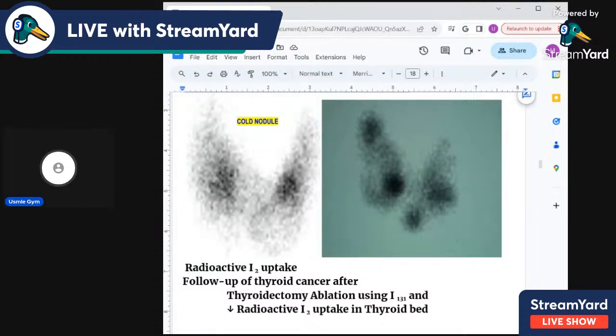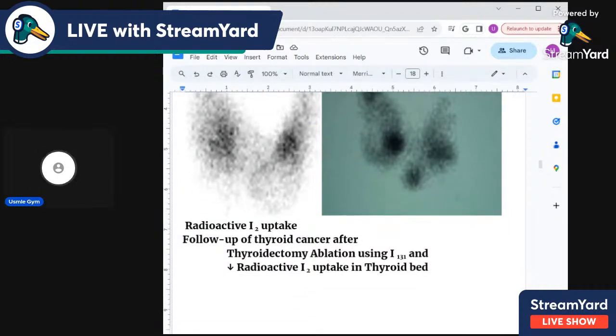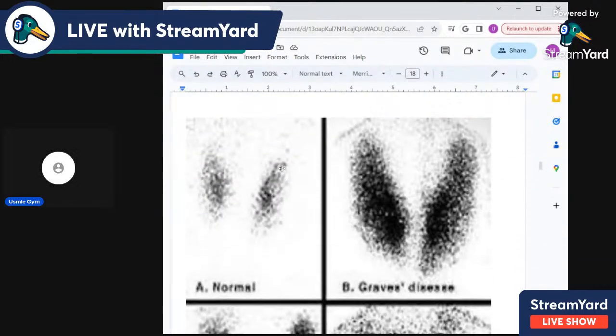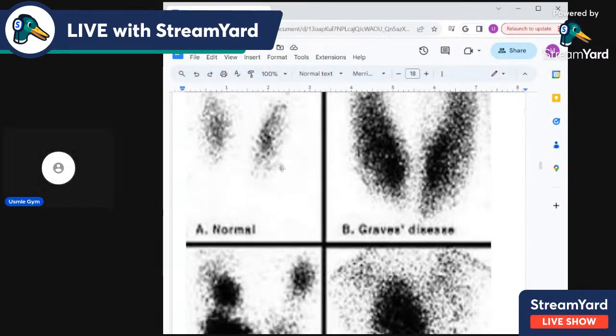So radioactive iodine uptake is done for follow-up of thyroid cancer after thyroidectomy ablation using iodine 131. A radioactive iodine uptake in the thyroid bed may increase or may be decreased depending on the condition. If there is damage, if there is a cold nodule, then it doesn't take it. Thyroiditis, it doesn't take it. Now these are the different conditions here.